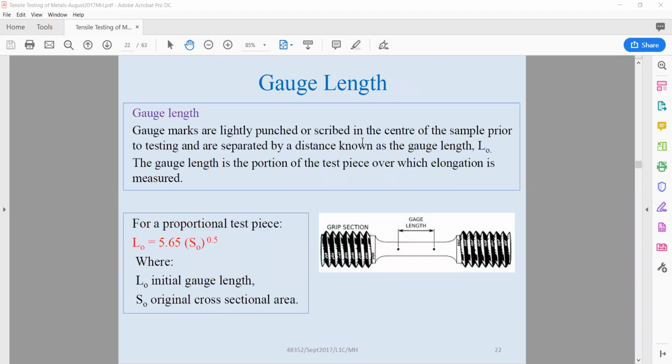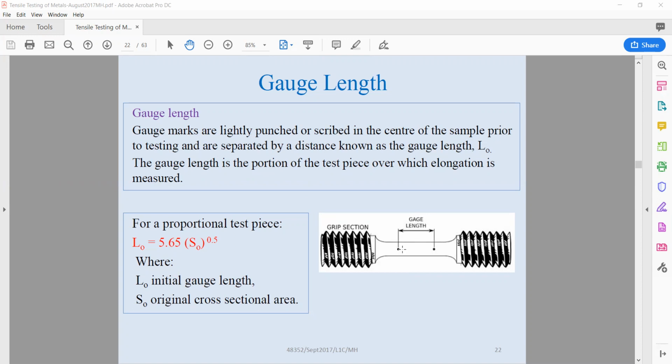Gauge length. It is very important to understand what gauge length is. Usually, we use gauge marks to measure the gauge length. The gauge length is a section of a sample where the measurements are done. Gauge marks are lightly punched or scribed in the center prior to the testing and are separated by a distance known as the gauge length. So we mark these two points, then we measure the distance between them, and that is the gauge length between the marks.